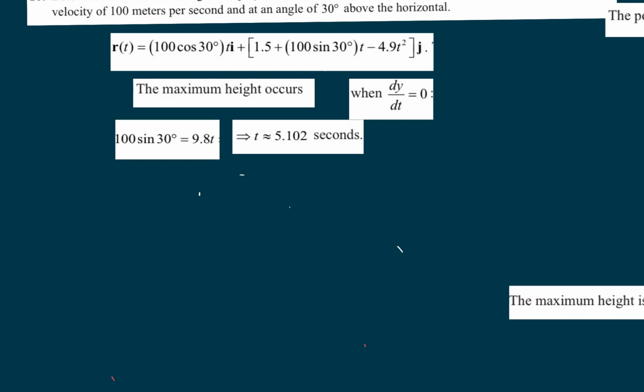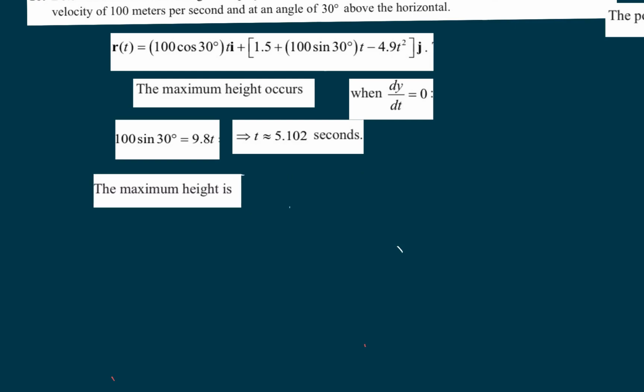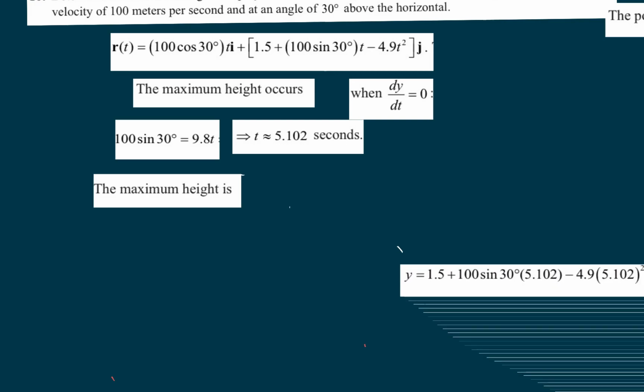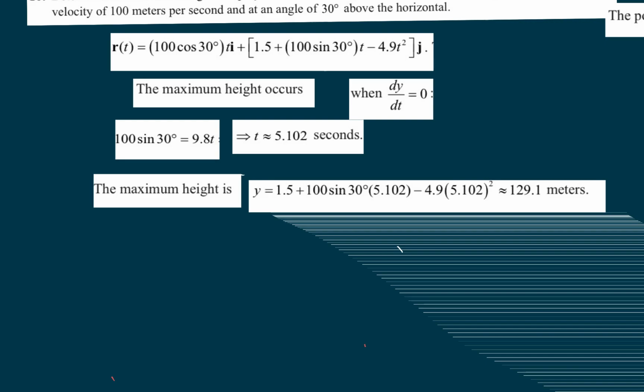So the maximum height is, you plug in the time t equals 5.10 in the expression of y, and you will have y equal 1.5 plus 100 sine of 30 multiplied by t minus 4.9 multiplied by t squared. So the maximum height of the parabola will be 129.1 meters, and the problem is solved.